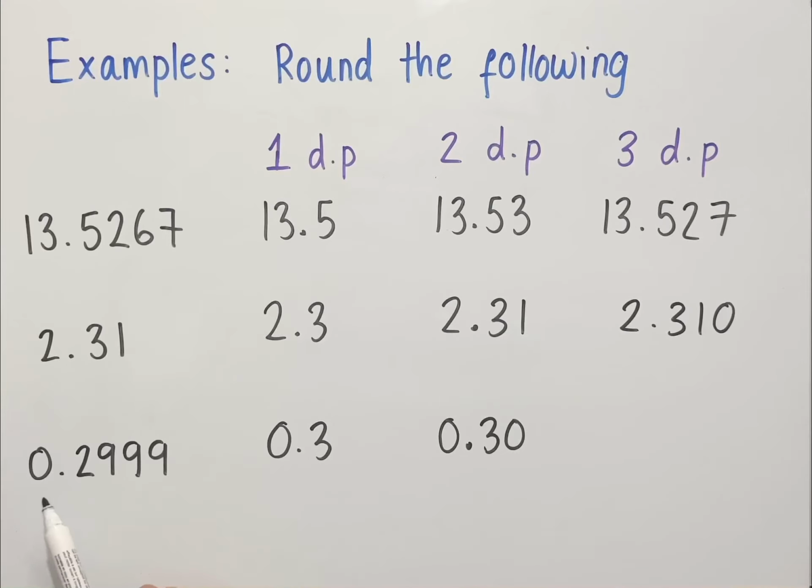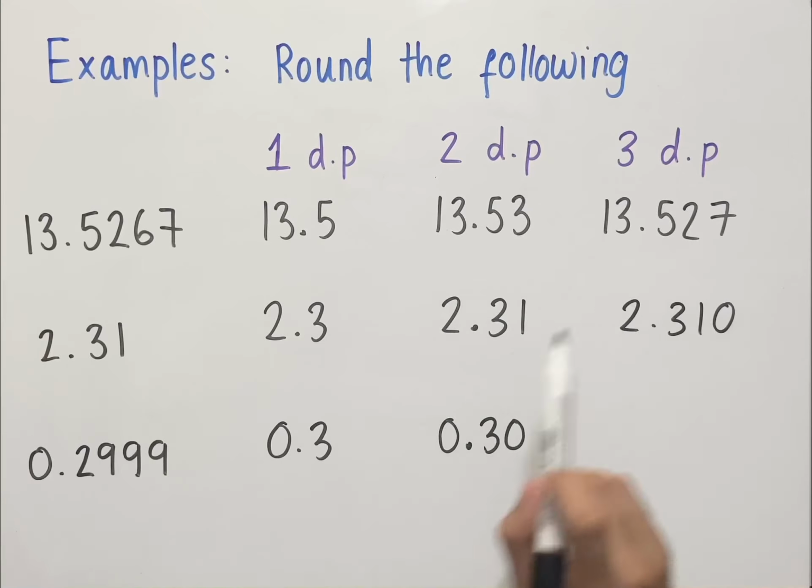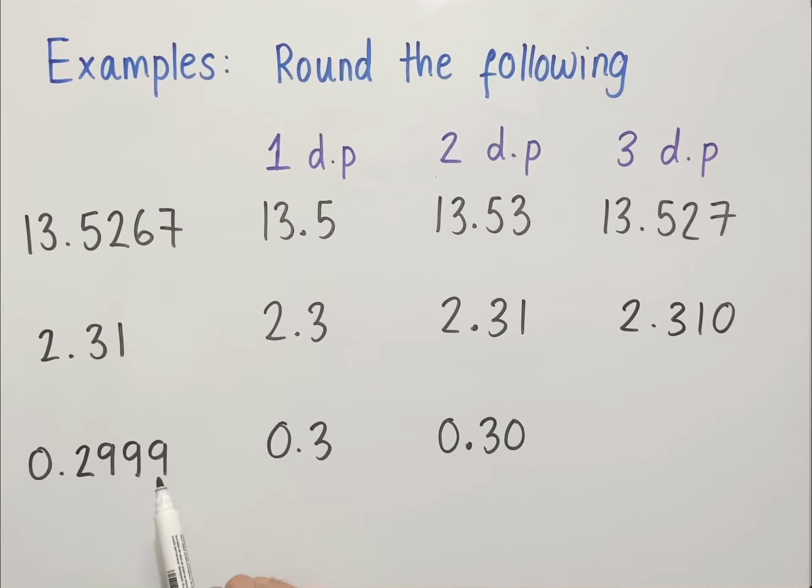If we round 0.2999 to 3 decimal places, we need to look at the fourth decimal place. So the fourth decimal place is the 9 here. 9 is 5 or more, and so we round up. That means we need to add 1 to the previous decimal place, which makes this a 10. Since we've got a 10 here, we would then need to carry the 1 over to the previous decimal place and write a 0. So I'll show you that in steps.